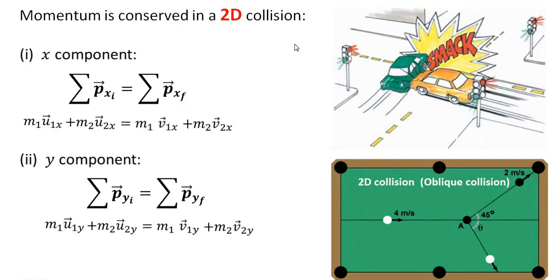Collision in two dimensions means we consider two components, the x component and the y component. Here we must conserve the momentum component by component. To do this, we set up the coordinate system and resolve the velocities into x and y components. So the momentum is conserved in a two-dimensional collision.